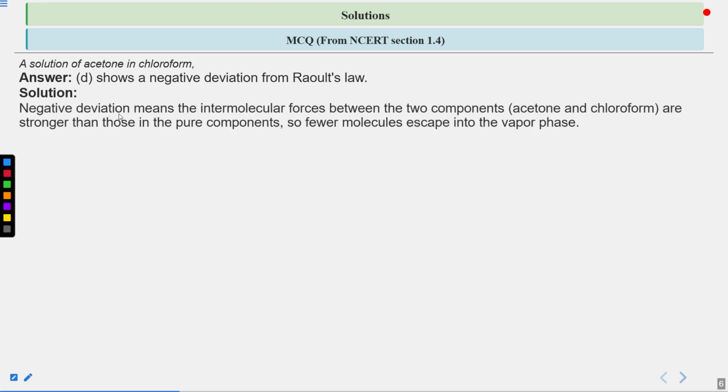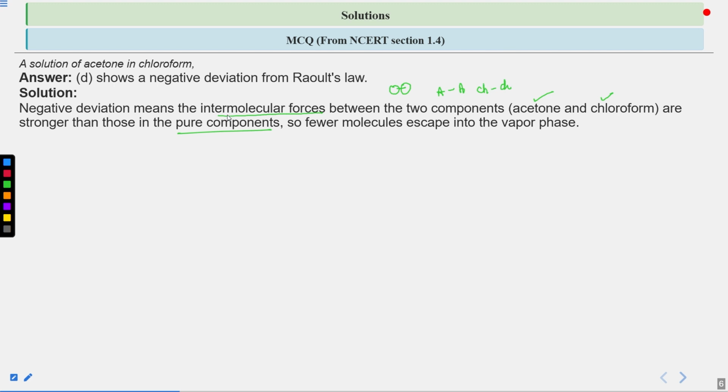If you talk about the negative deviation, it means that the intermolecular forces, the forces between one molecule and another molecule, between the two components, here in this question acetone and chloroform, are stronger than those in the pure components. Pure components means acetone or chloroform. They are considered as pure components' intermolecular forces.